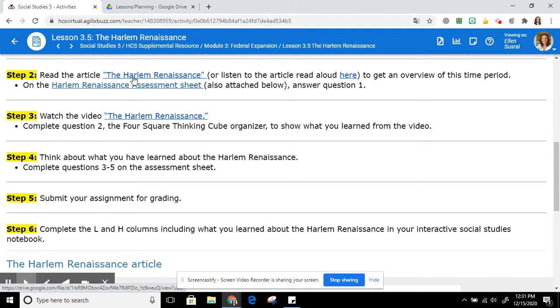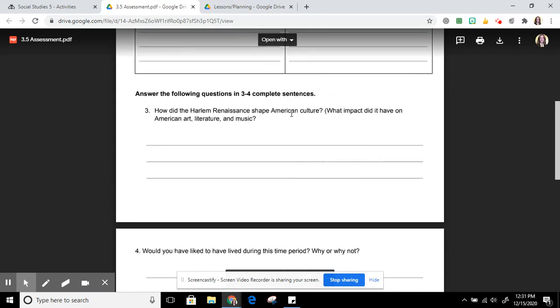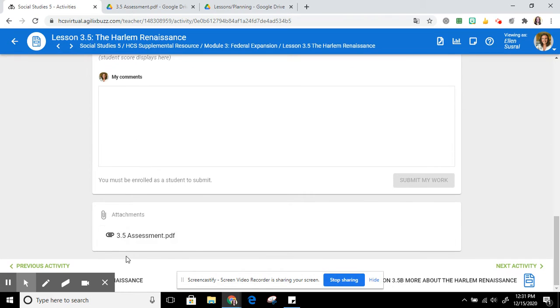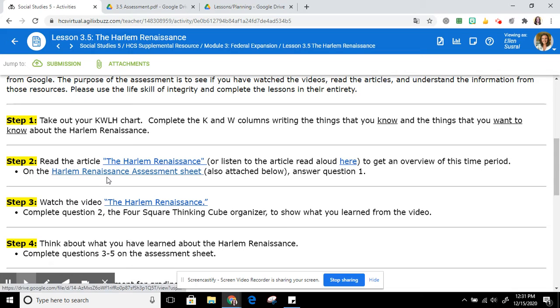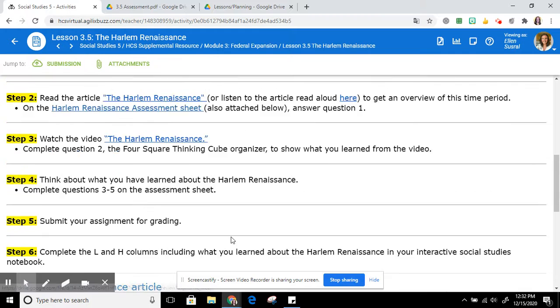Here on the Harlem Renaissance assessment sheet, which is also attached below, you're going to answer question 1 after you read or listen to this article. So you can click here to get the assessment, 3.5 assessment. It's a 2-page assessment, just taking a second to load. Okay, so you can get it here to print it out or screenshot it, or if you scroll to the bottom, it's also here under attachments. So for some reason, if this link doesn't work, just scroll down and it's attached here, 3.5 assessment.